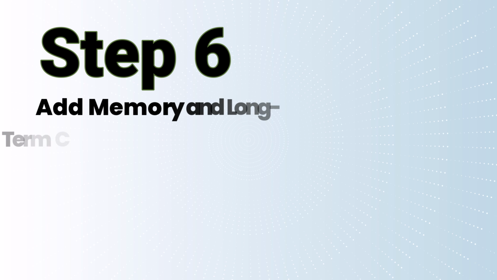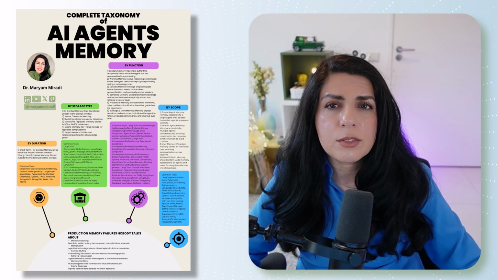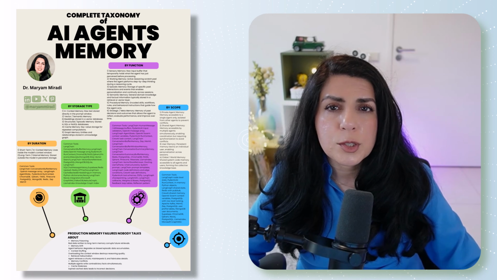Step 6 is add memory and long-term context. We don't want our agent to start over every step, so we need some kind of memory. Think in a taxonomy. This whole taxonomy is also in the free guide. But let me just go through them.